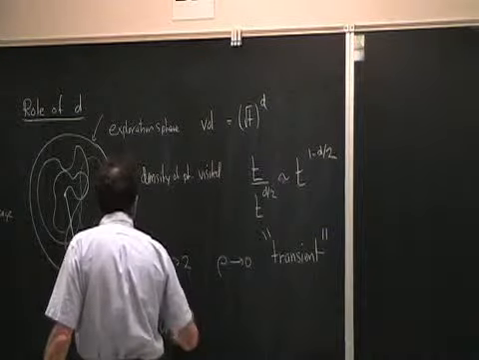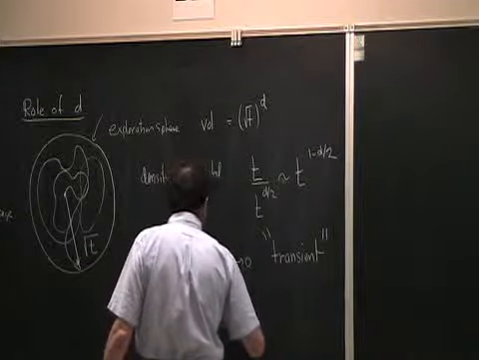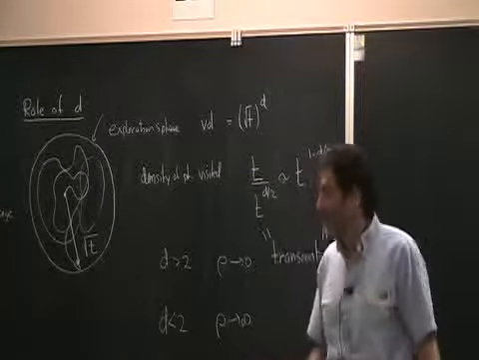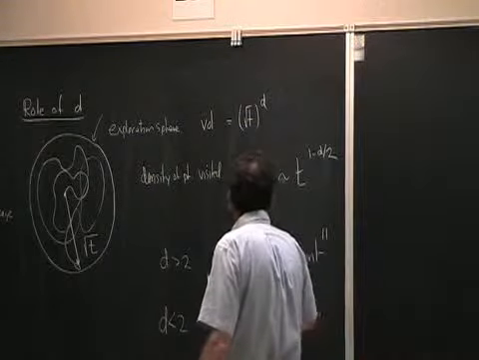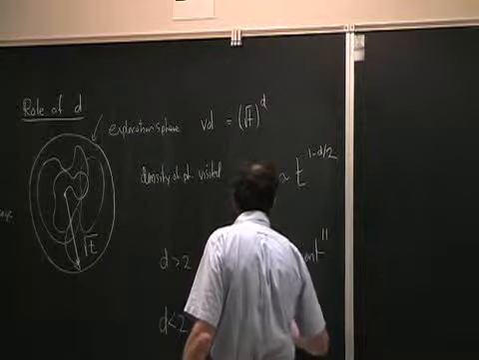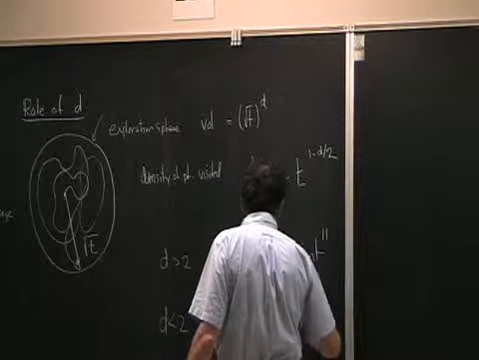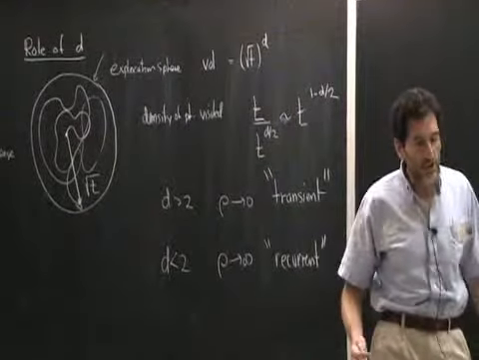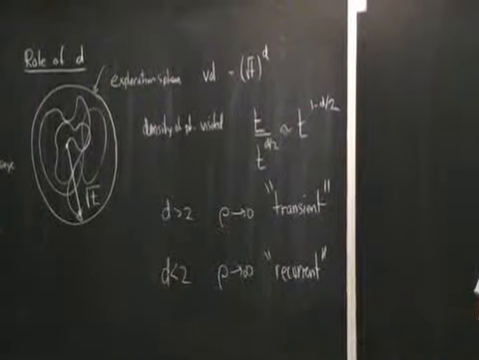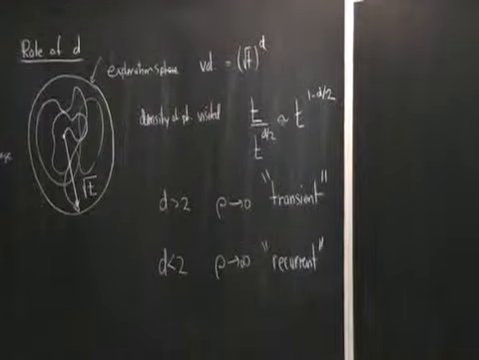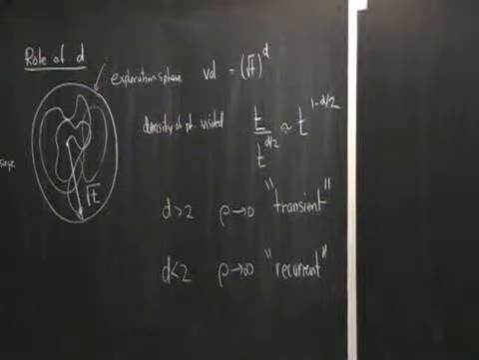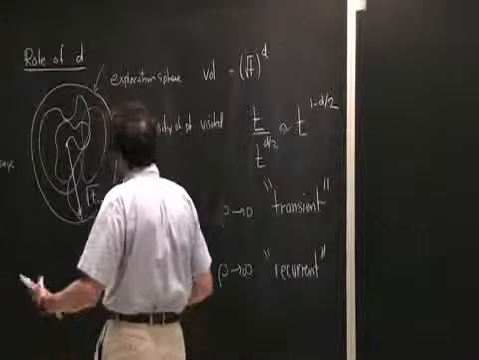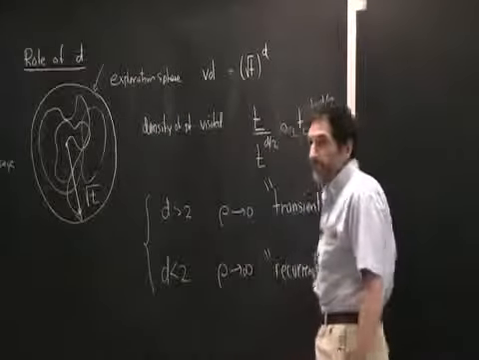For d less than 2, rho is going to infinity. And that means that every point is visited infinitely often in an infinite amount of time. And this regime of behavior is what's called recurrent. So recurrence means that every site inside of this exploration sphere is visited, and in fact it's visited infinitely often. So return for sure means you're going to return infinitely often. So these two basic behaviors are characteristic of first passage processes.